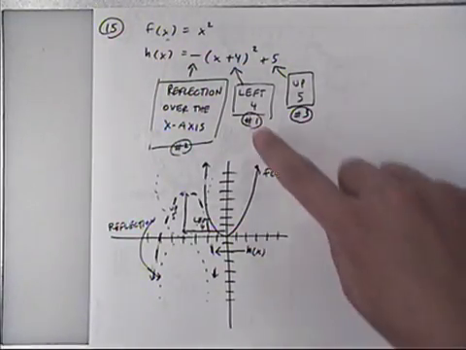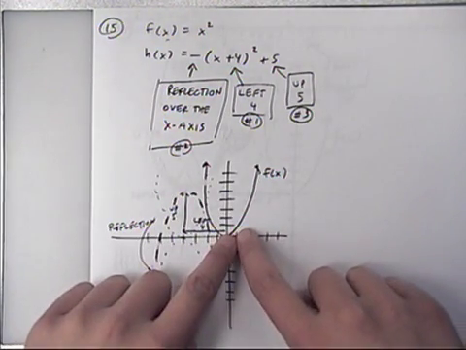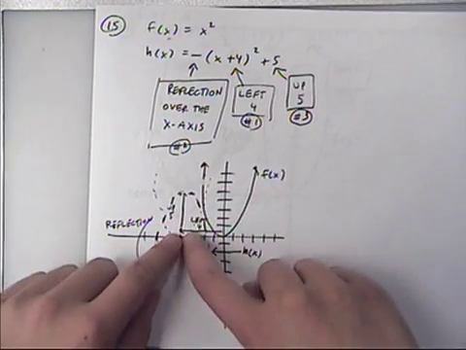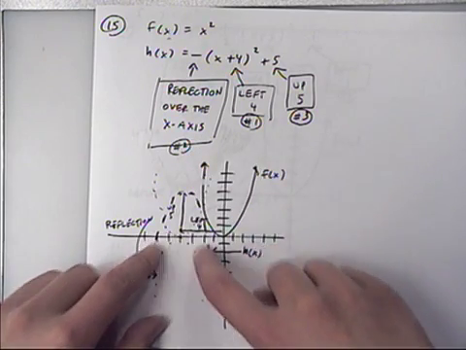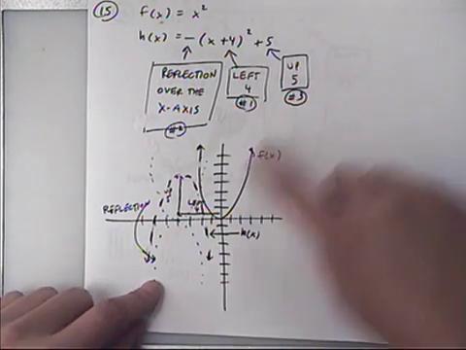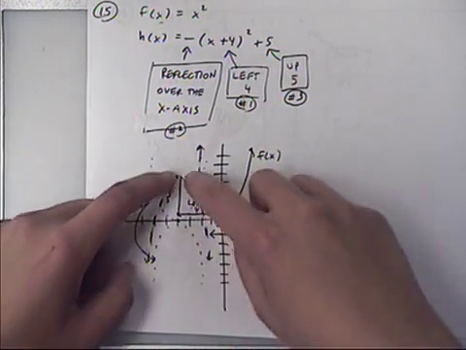And so, first I took my regular parabola, I moved it left 4 to get this one. And then I flipped it over the x-axis, which made it down here. And then finally I moved this one up 3, so that put it right there.